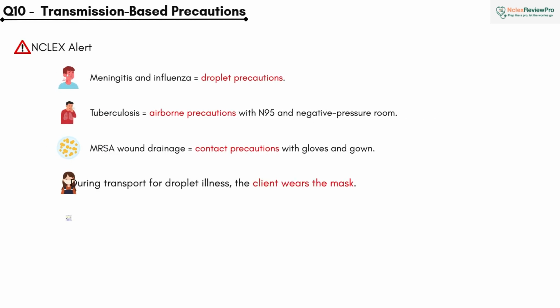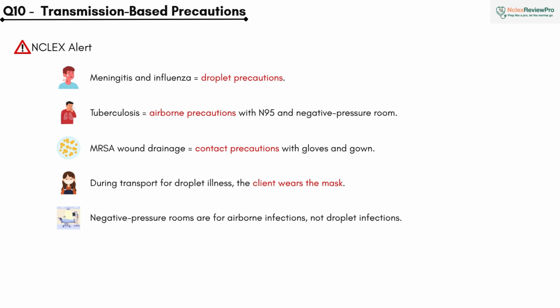Now here is the NCLEX alert. For NCLEX, keep the routes straight. Meningitis and influenza mean droplet precautions. Tuberculosis means airborne precautions with an N95 respirator and a negative pressure room. MRSA wound drainage means contact precautions with gloves and gown. During transport for a droplet illness, the client wears the mask. Negative pressure rooms are for airborne infections, not droplet infections.